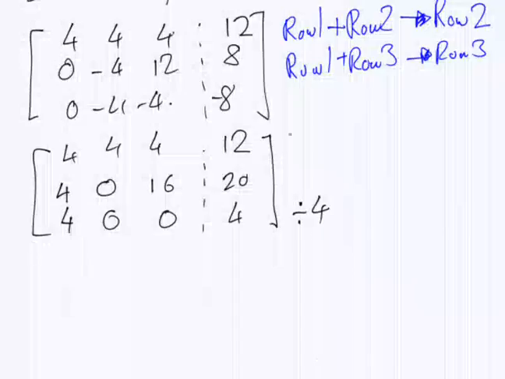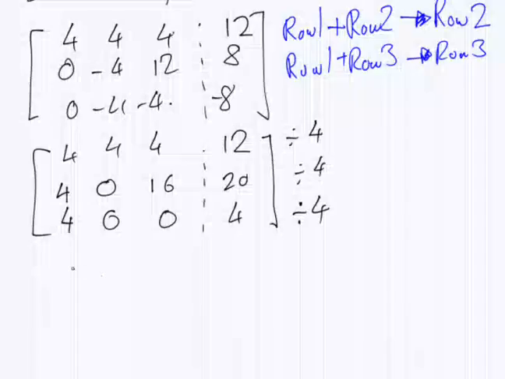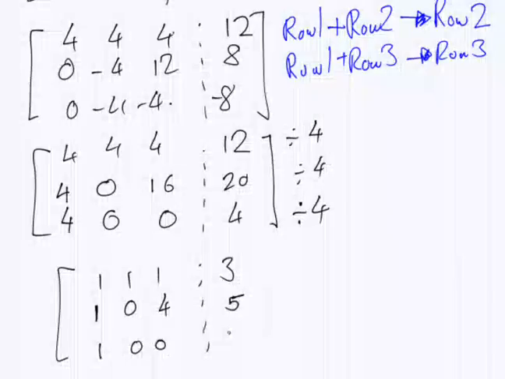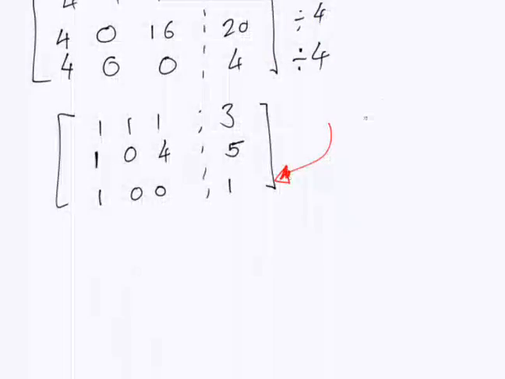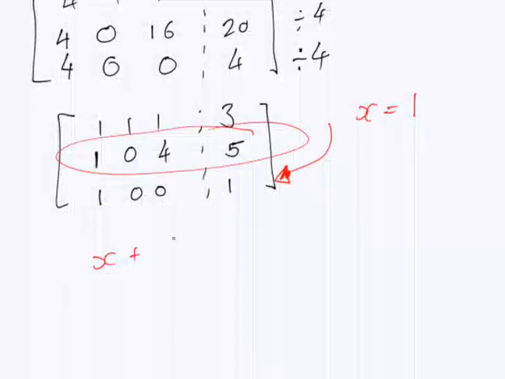So now I'm left with 1, 0, 1, 0, 1, 1. And this is what you want. Why is this what you want? Well, if you think about it, if I write this back, you have here, how many x's? 1x plus 0y. What's that? Just x, equals 1. 0x plus 1y is y equals 1. So this is the answer.